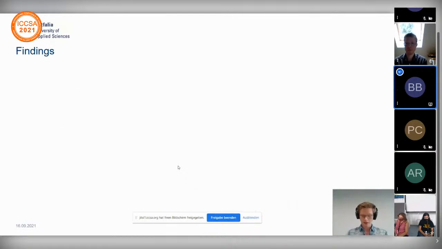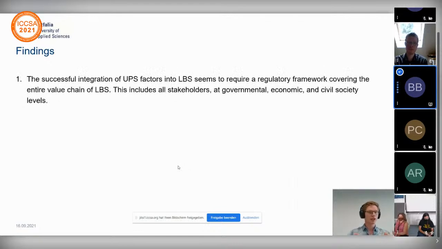Yes. To follow up with findings, I will sum up 5 statements which we created out of our study. The first one, the successful integration of UPS factors into LBS seems to require a regulatory framework, as I mentioned before, covering the entire value chain of location-based services. This includes also all stakeholders at governmental, economic, and civil society levels.